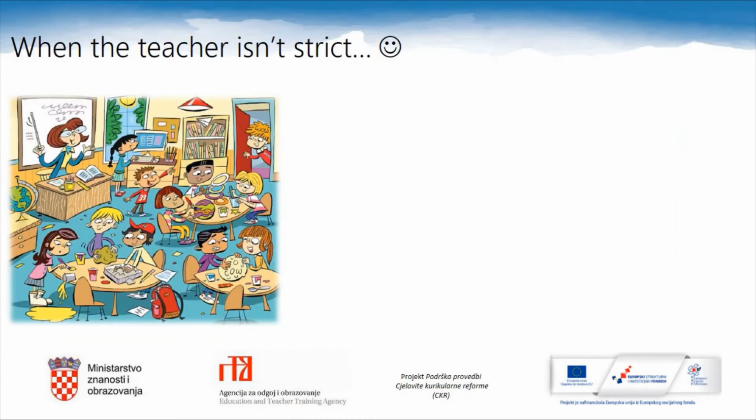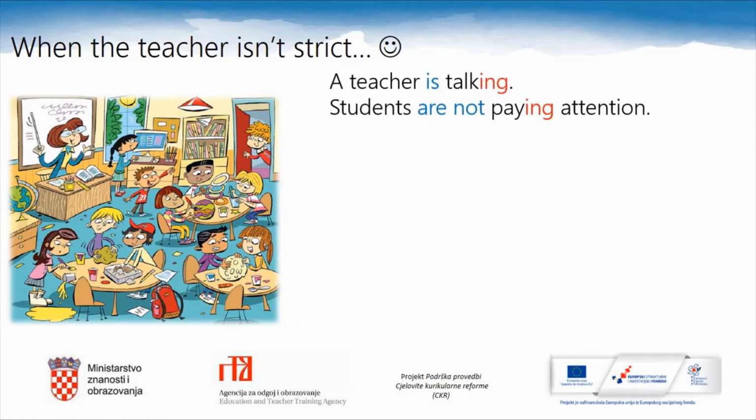Let's continue. Can you please take a look at this picture? What can you see in the picture? Can you describe the picture? I will help you by giving you an example. A teacher is talking. Students are not paying attention. Notice that I'm using am, is, are plus ing to describe a picture.